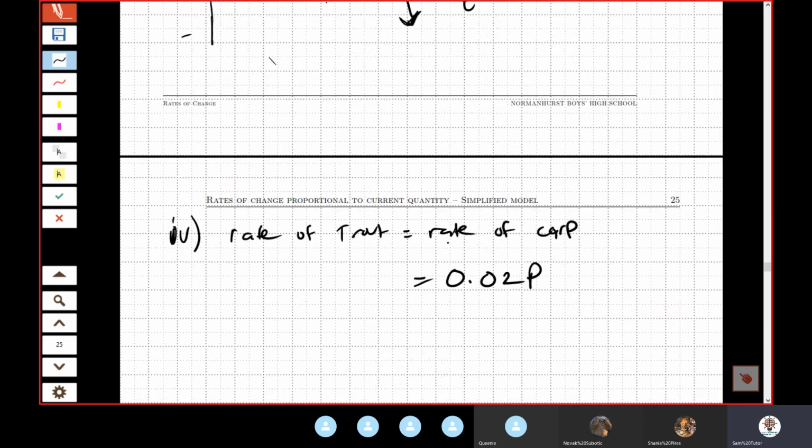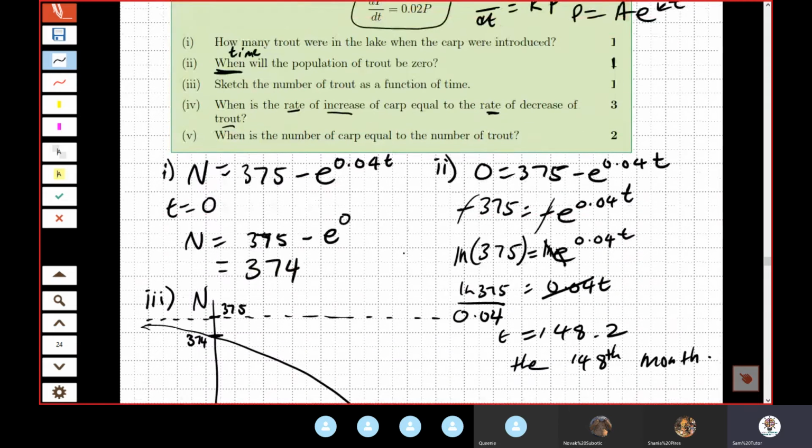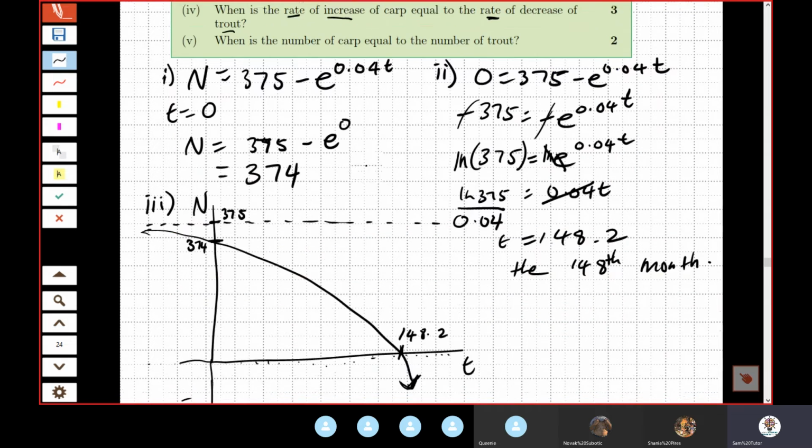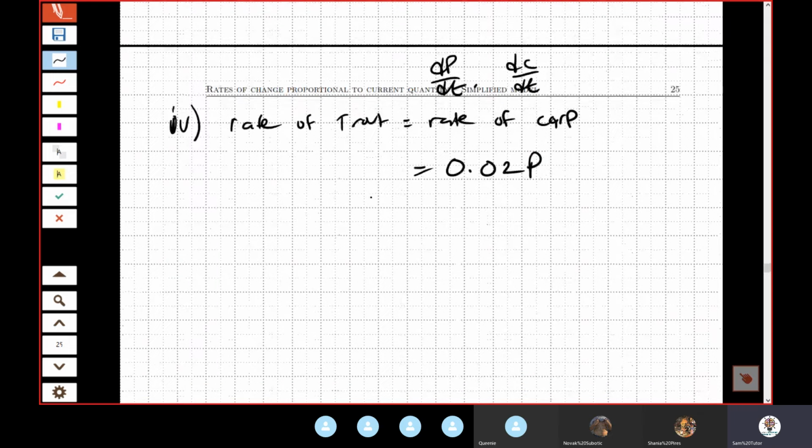We get that? And remember, that's the key word. When you see rate, you think, oh yes, dP on dt, or dC on dt, or whatever. It's just derivatives. Rate just means derivatives now, to you. All right. So 0.02p. When is the rate of increase? Yeah, sorry. So that one, N. We haven't differentiated it yet, have we? We've got to differentiate that. So N on the side here, N equals 375 minus e to the 0.04t. All right. Can someone tell me what dN on dt would be?